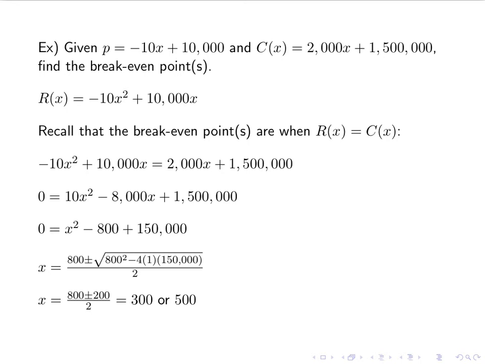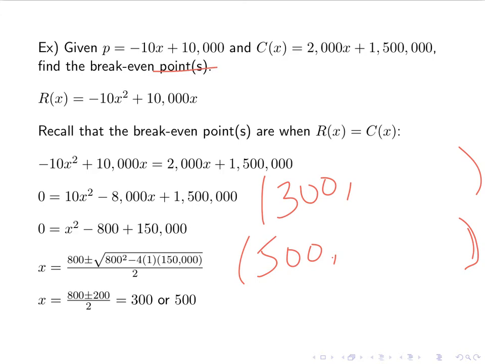Now remember, it's asking for the points, so I need 300, comma something, and 500, comma something. So don't forget, make sure you're answering the question. I need the points. If I plug 300 into either the revenue or the cost, I should get the same number out. And again, I want you to do it and make sure you're getting the same thing. But you should be getting 2,100,000 for 300. And when I plug in 500 into either of them, I should be getting 2,500,000.